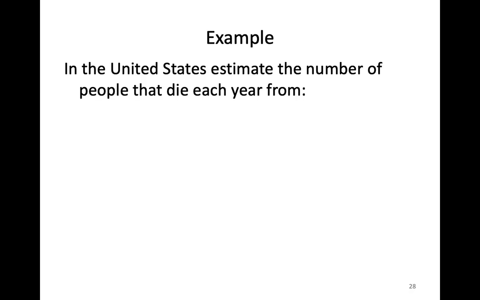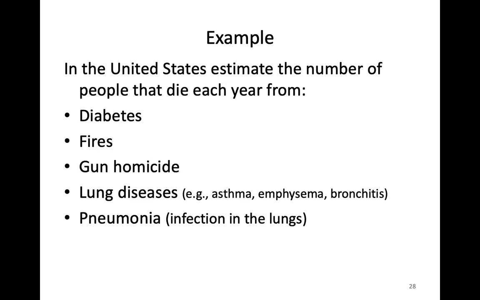Here's another example. In the United States, estimate the number of people that die each year from the following causes: diabetes, fires, gun homicides, lung disease, pneumonia, or traffic accidents. Okay, so if you had to come up with a number, what would be the number of people that die each year from those causes? These are just in alphabetical order, by the way. So think about your numbers.